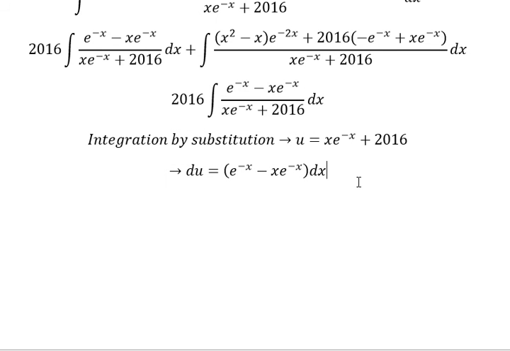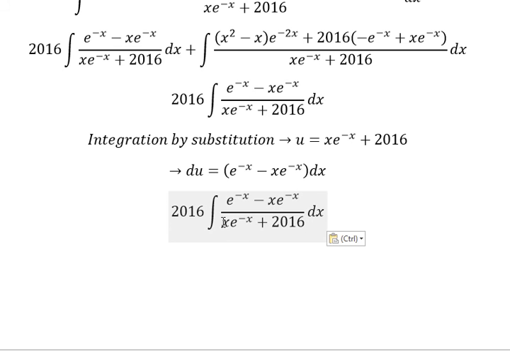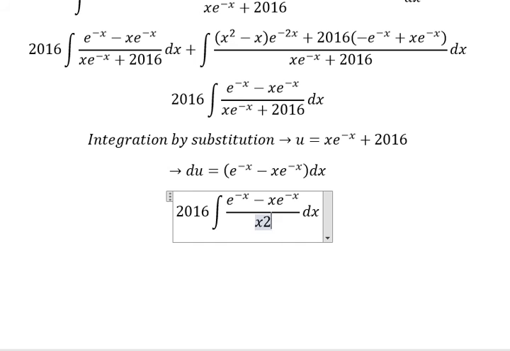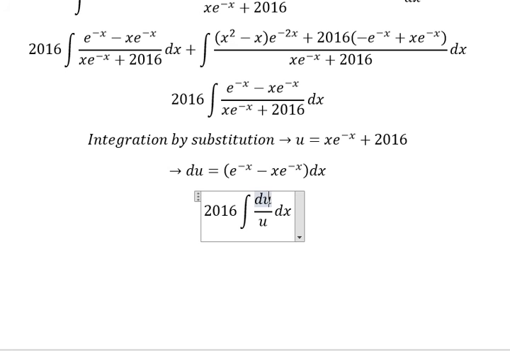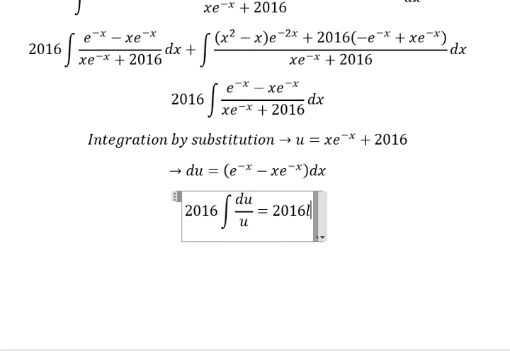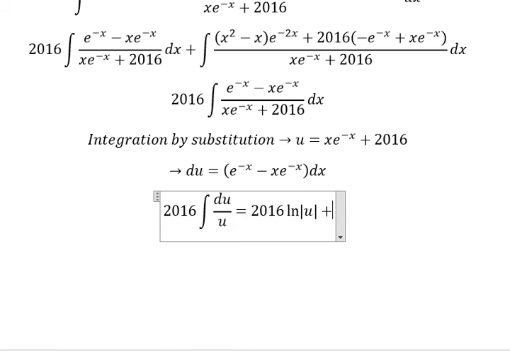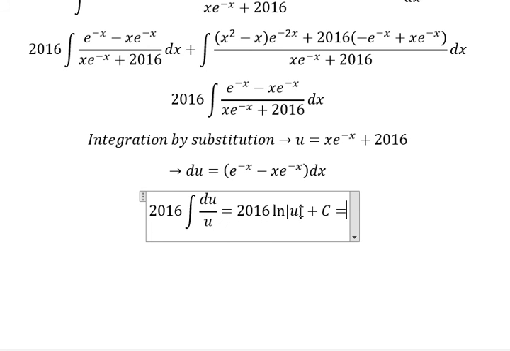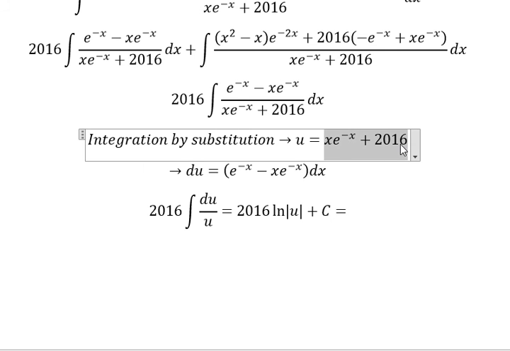So now we need to change this integral. About this one, we got u on the numerator. You got du, and you can get 2016 multiplied with ln, the natural log of u, plus c. About u, we need to put this back in here.